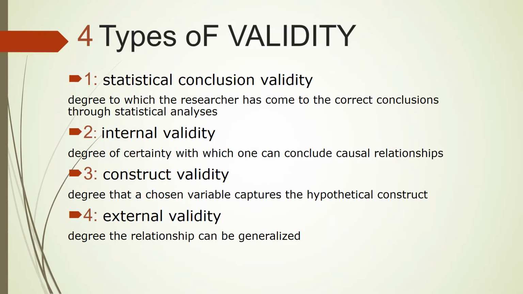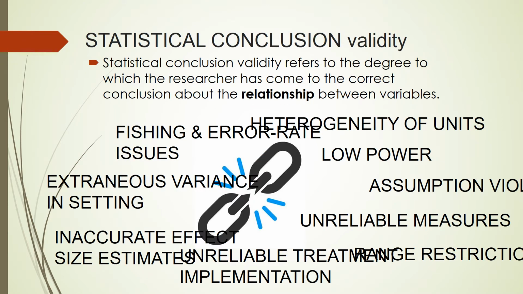So here are the 4 different types of validity: statistical conclusion validity, internal validity, construct validity, and external validity. The first one, statistical conclusion validity. This refers to the degree to which the researcher has come to the correct conclusion about the relationship between variables. So I've listed all the different threats that are possible here.